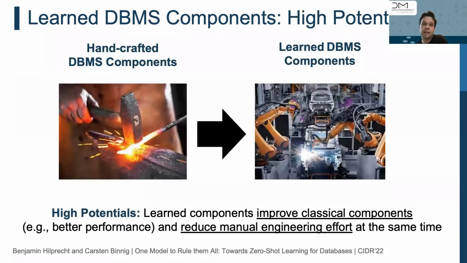The main effect that makes such learned components in particular attractive is that learned components often provide better performance than classical components, since they can better capture complex effects such as data skew or data correlations. Moreover, at the same time, learned components can be automatically constructed by learning from observations, which significantly reduces the high manual engineering and tuning efforts that classical components such as indexes typically require.